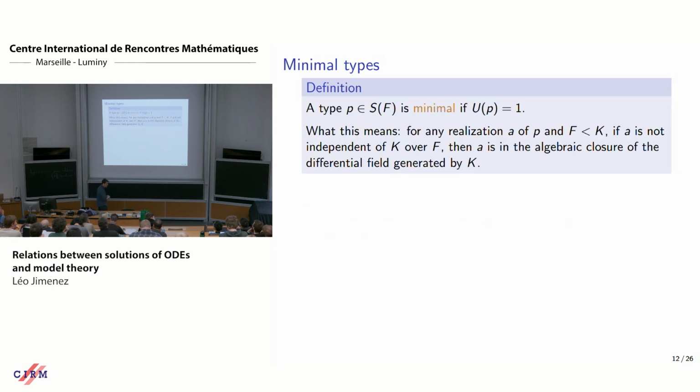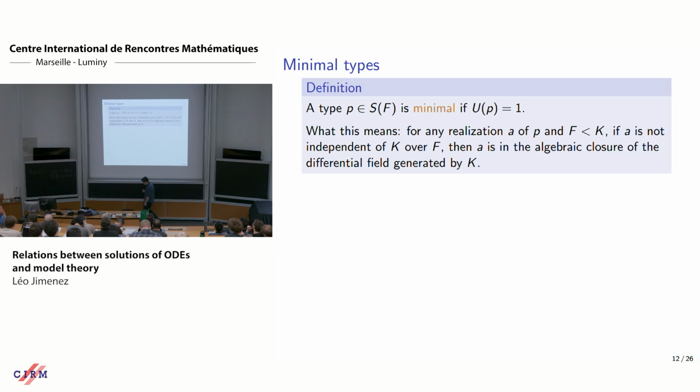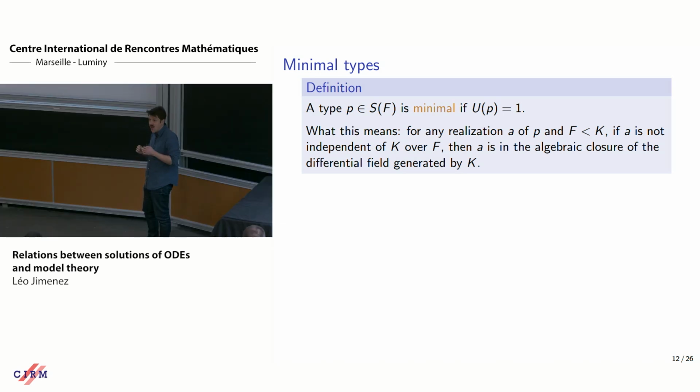Okay, so one more definition, and after that, I think I'm almost done with definitions. I say a type P is minimal if it has U rank 1. So the smallest possible U rank without being 0. If you unpack a little bit what this means, it means that if I give you any realization A of P and a field extension K such that A is not independent of K over F, then A must actually be algebraic over K. So anytime I add some differential algebraic relation, it's because I become algebraic.